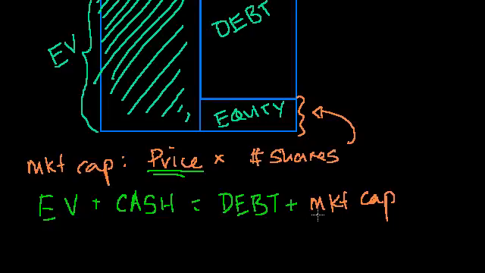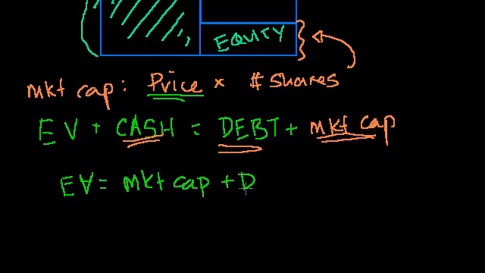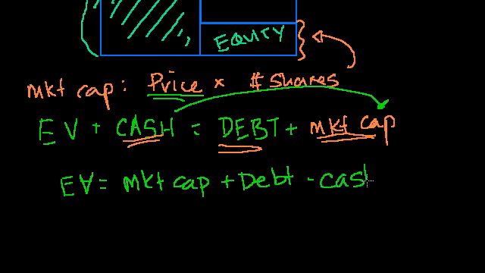So we know market cap. We can look up the debt on a company's balance sheet. We can look up the cash. So then we just subtract cash from both sides, and we get enterprise value is equal to market cap plus debt minus cash. We're just taking cash onto the right-hand side of this equation, minus cash.